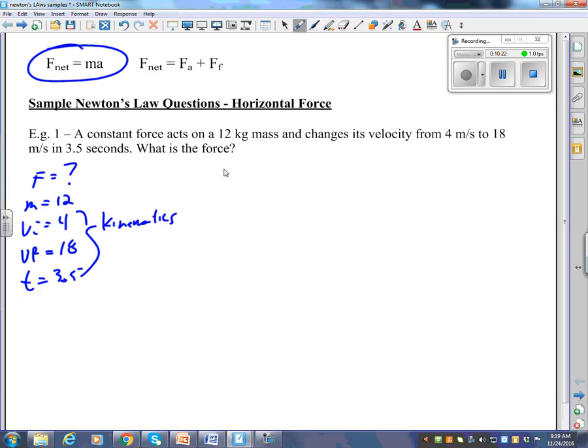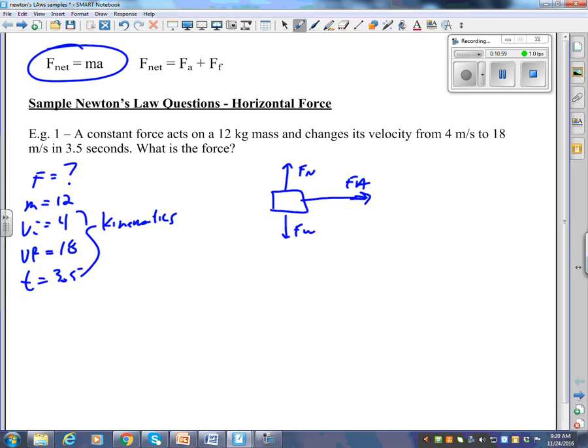Let's draw our picture first, right? Weight force, normal force, and we have a constant force that acts on it. Well, that's just other words for applied, is it not? So we have an applied force. Is there any friction here? No. Do we need to concern ourselves with the weight force and the normal force?